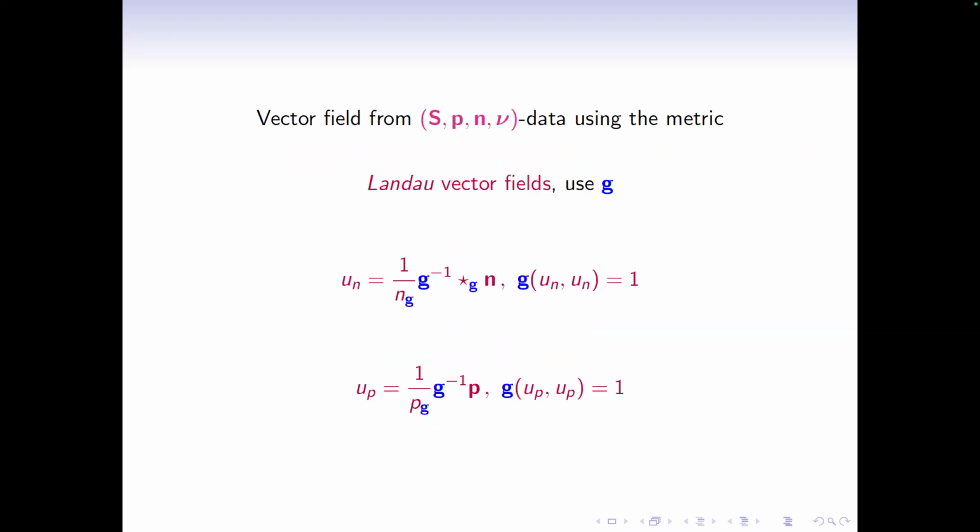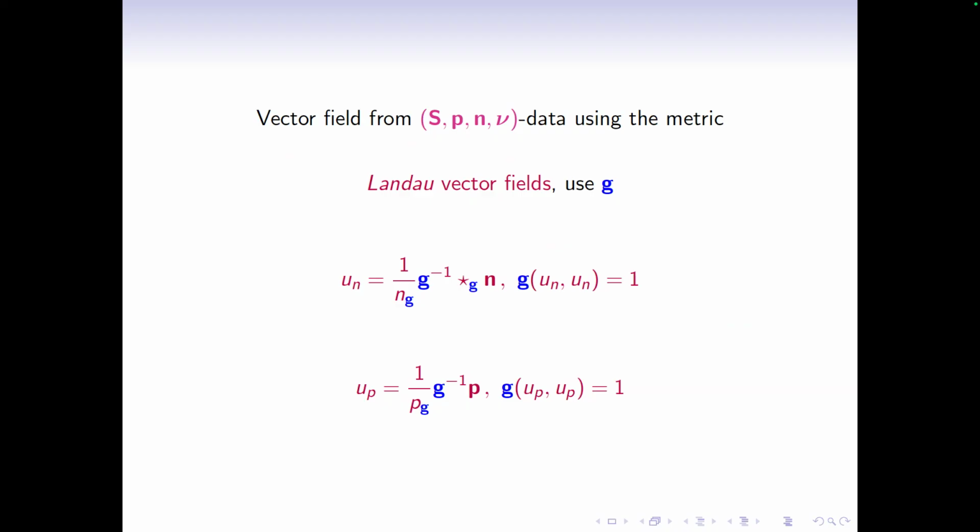Now, practically, what it means is that you introduce yet another vector field, in fact, vector fields out of s, p, n, nu data using the metric. And so one of them is, so they're called Landau. Landau introduced one vector field, but I refined this definition just for the moment. So one is you take the three form, you apply the Hodge star using the metric, you get one form, you raise the index using the metric, and then you divide by the norm so as to get the unit norm vector.